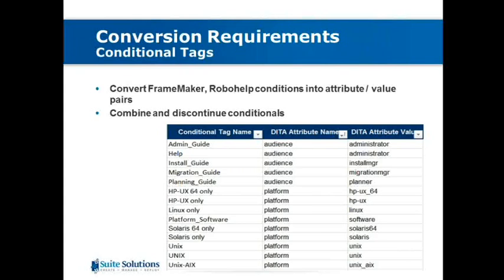If you notice on this screenshot here, Unix and UNIX are the same word, but they're spelled differently. In FrameMaker or RoboHelp, those are two separate tags, and you can take this opportunity to clean things up in the DITA content and map those to be the same value. There's also some conditionalization that you would want to discontinue, so you can decide which conditional tags you want to just eliminate and not convert.